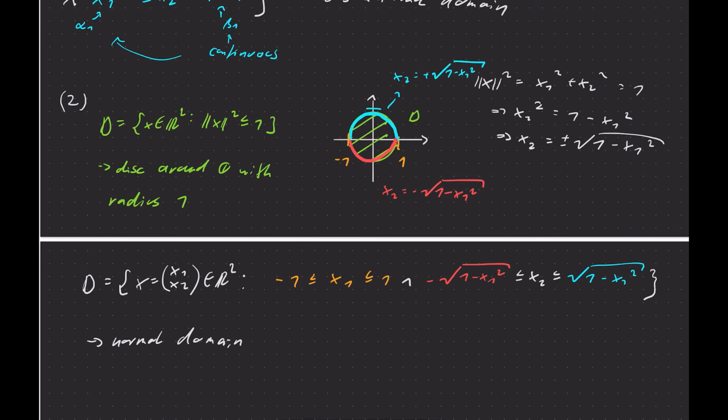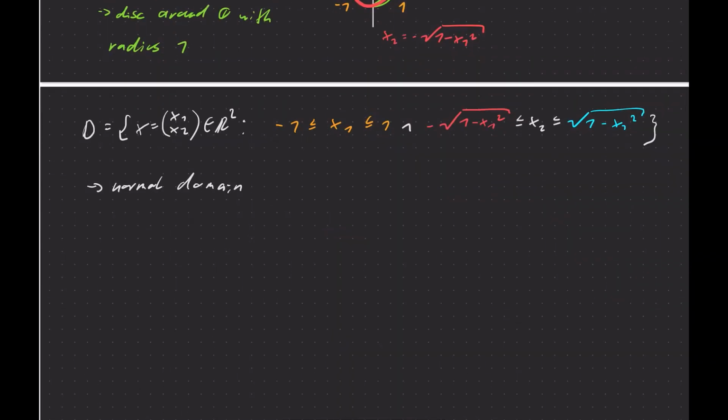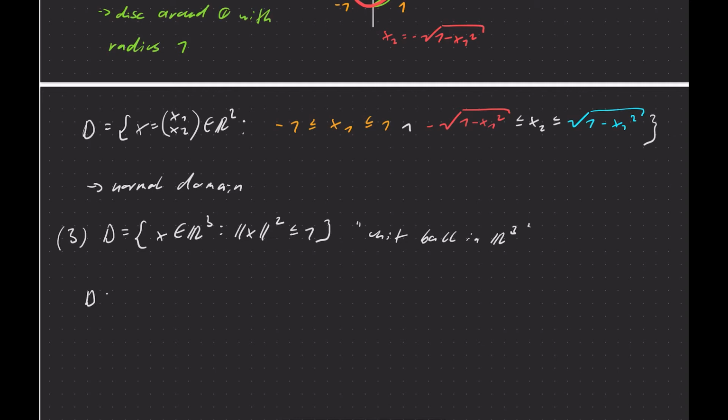And finally, let's extend this to 3 dimensions, just as another quick example. Let's say we don't want a circle, let's say we want a unit ball. So all x in R3, where the norm of x squared is less or equal to 1. So the unit ball in R3. Then of course we can also use the same method here. Not going into the details here, I'll just let you know the results.